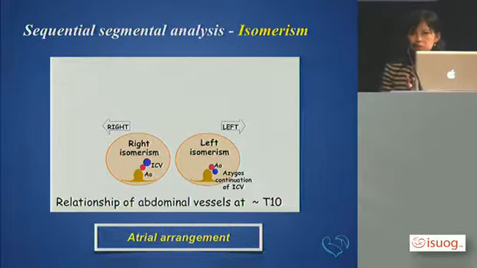Now, when it comes to isomerism or situs ambiguous, we do the same assessment at the level of T10, which is more or less where you have your stomach in the abdominal circumference. In right isomerism, you have the 2 vessels, aorta and IVC, more or less on the same side of the spine. They can be on the right or the left side, it doesn't matter. In left isomerism, you don't have an IVC in the majority of cases, but you have a prominent azygous vein. So you have the aorta, usually rather central, but maybe more to one side, and the posterior azygous vein. Again, this can be on the right or the left side. So it doesn't matter. It's the arrangement that matters.